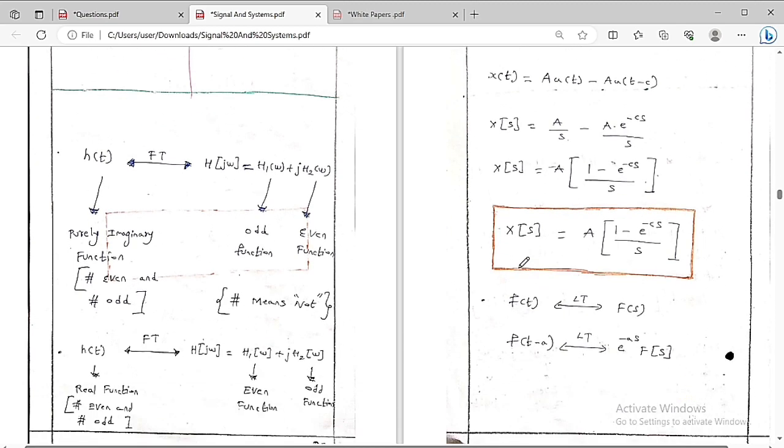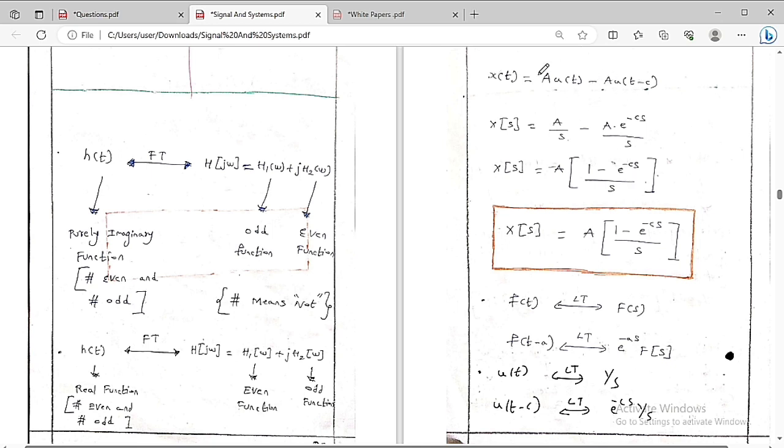I have already told you some formulas. If f of t has the Laplace transform F of s, then f of t minus a has the Laplace transform e to the power of minus a s into F of s. Listen carefully. Similarly, for u of t, the Laplace transform is 1 by s. For u of t minus c, here a is equal to c, so it is e to the power of minus cs into F of s, which is 1 by s. So for u of t minus c, the Laplace transform is e to the power of minus sc into 1 by s.